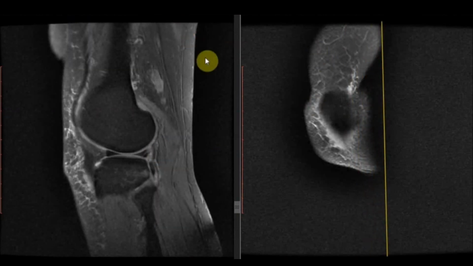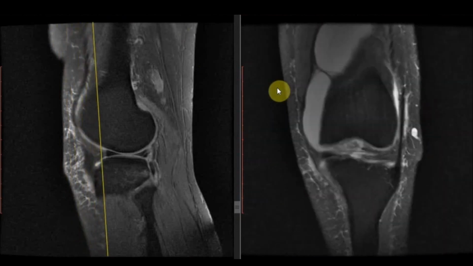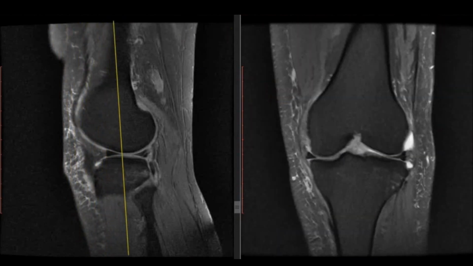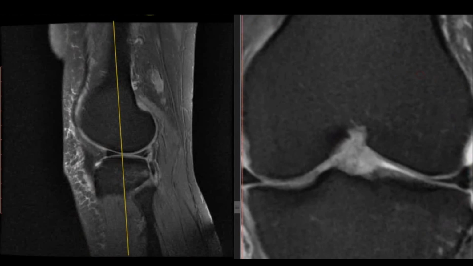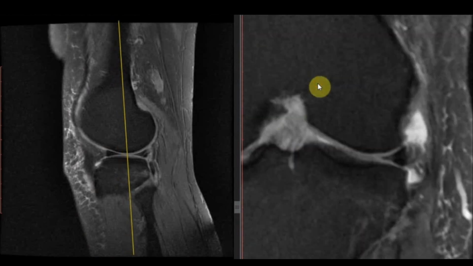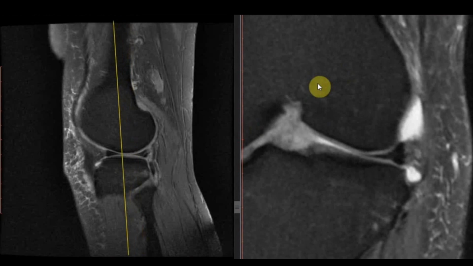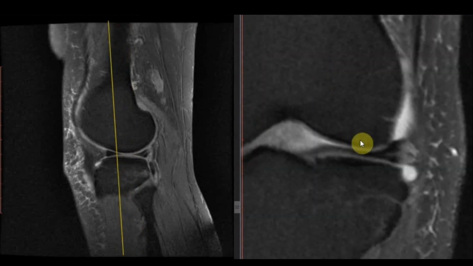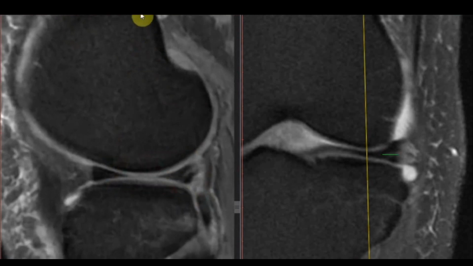Now, let's see the menisci. This is the lateral meniscus. Let's zoom it. Okay. So in this lateral meniscus, we can see a horizontal signal intensity here. Plus there is a small parameniscal hyperintense structure which gives an appearance of a parameniscal cyst. Let's see that in sagittal plane.